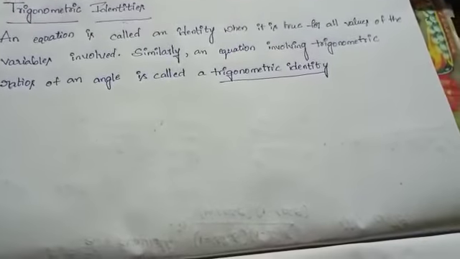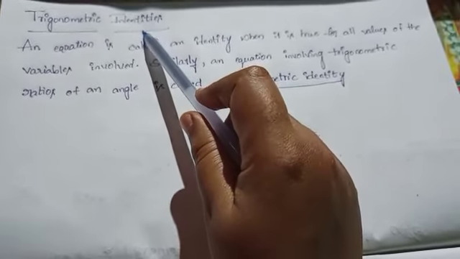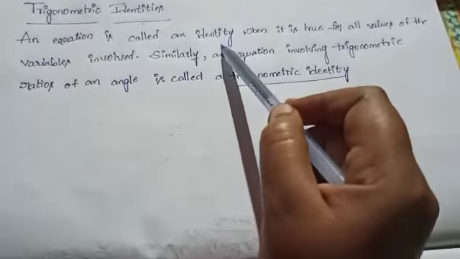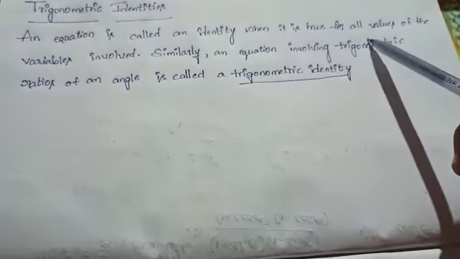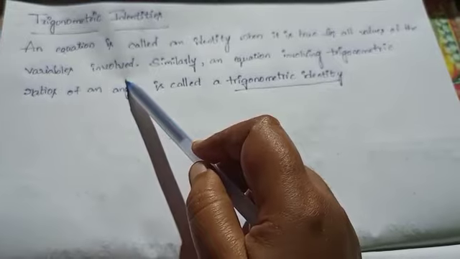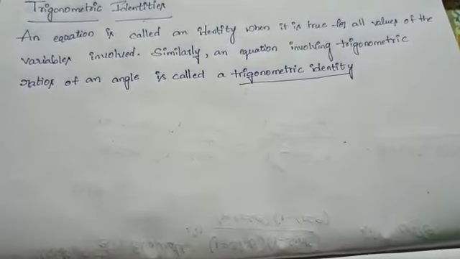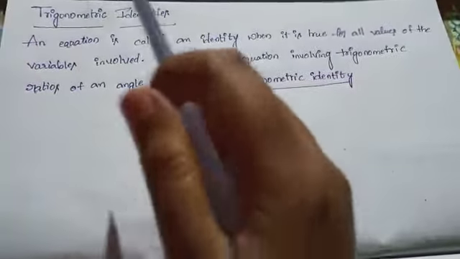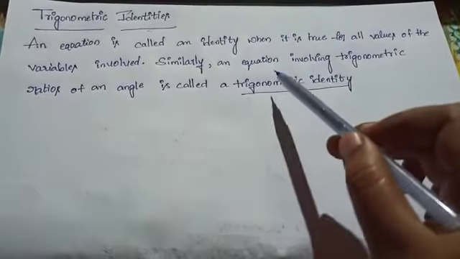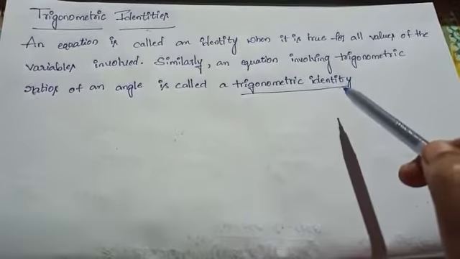Let's discuss trigonometric identities. First, what is an identity? Identity means an equation. An equation is called an identity when it is true for all values of the variable involved. Now we are talking about trigonometric identities. Similarly, an equation involving trigonometric ratios of an angle is called a trigonometric identity.